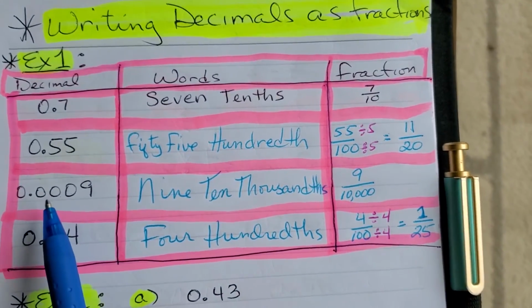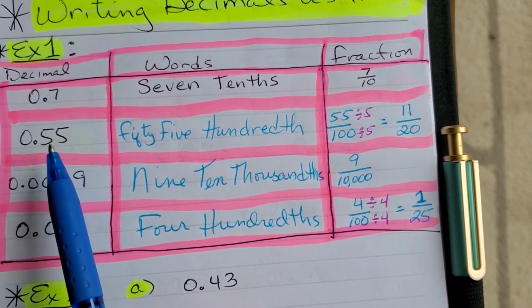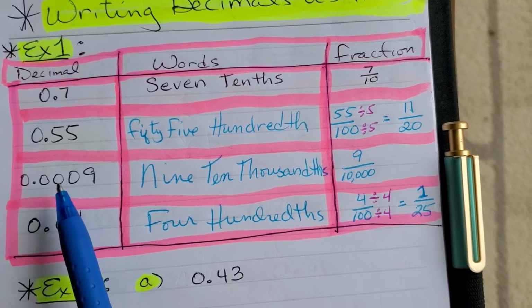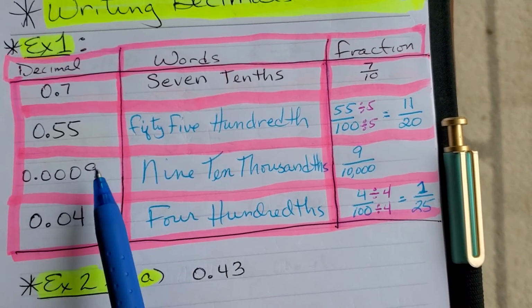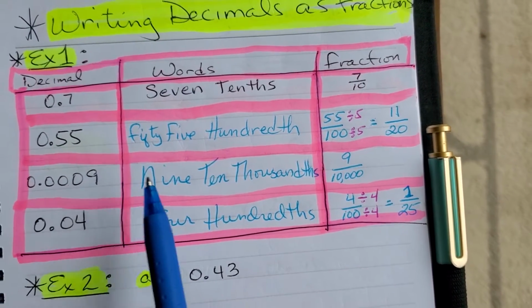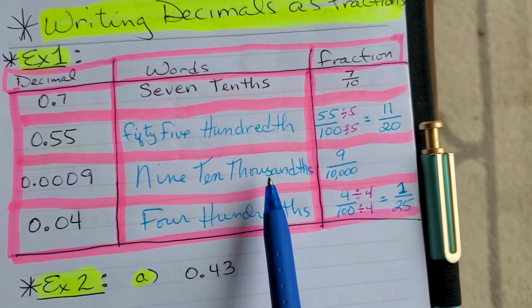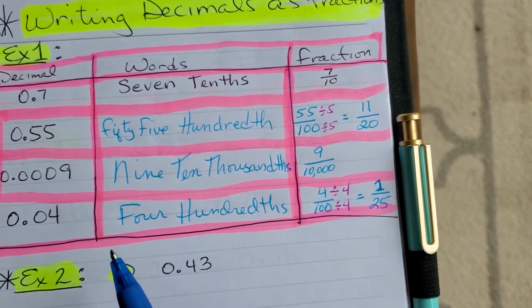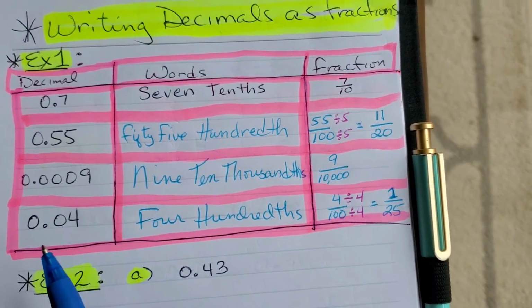Now, the next decimal, again, we would just read this as the number 9. But what place value does it end in? Tenths, hundredths, thousandths, ten-thousandths. So this is read or written as 9/10,000ths. And we would write it as 9/10,000, okay? And that's as simplified as we're going to get.